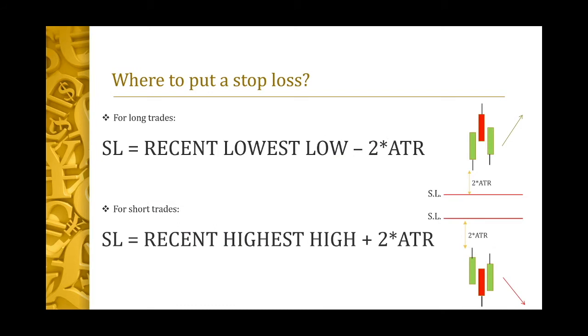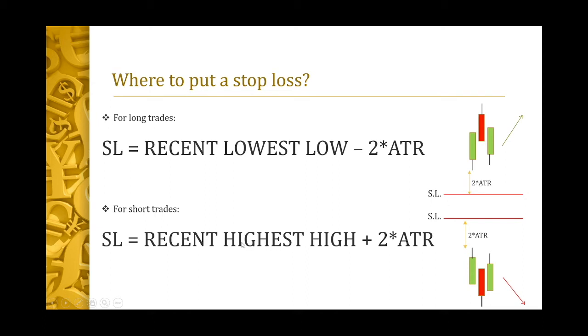On this slide, we are now going to go through how to apply the ATR indicator. For long trades, we'd want to identify the most recent lowest low and then subtract 2 times the ATR, just like this shown in the diagram here to the right. So as you can see, this is the recent lowest low, not this one, and then there is the stop loss here, and the distance between the stop loss and the lowest low is 2 times the ATR.